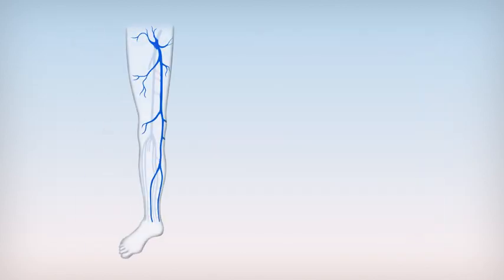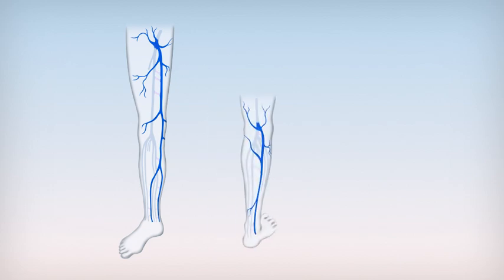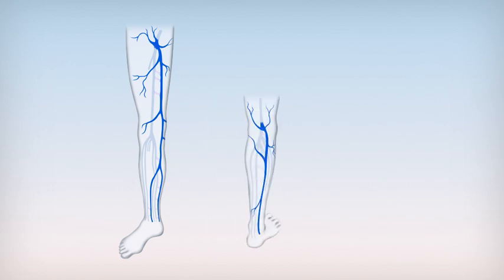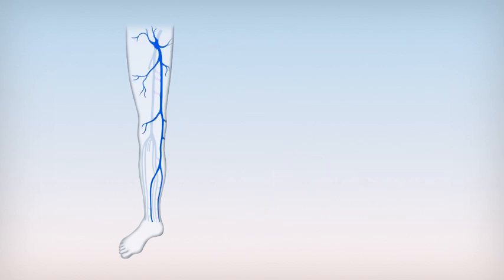Larger varicose veins may develop from saphenous veins or their side branches. The two main superficial veins of the legs are called the saphenous veins, the great and small saphenous veins. Pathological enlargements of these veins are known as saphenous varicose veins. So-called side branches branch off from the saphenous veins. Pathological enlargements of these side branches are called side branch varicose veins.